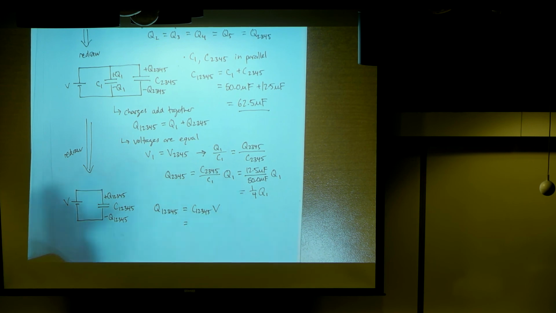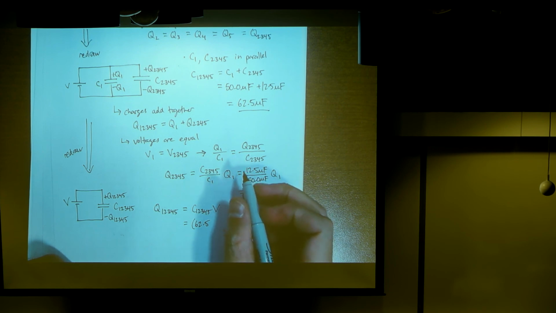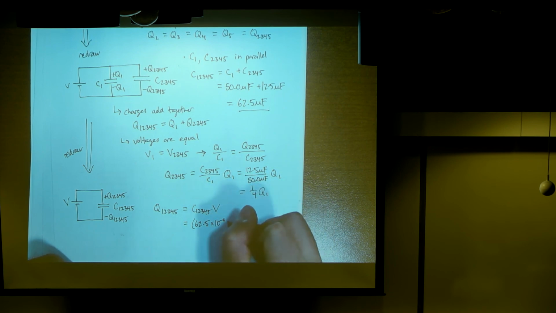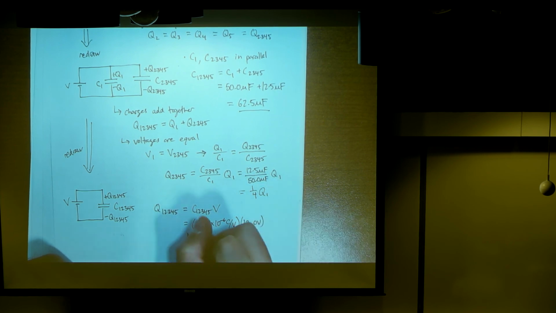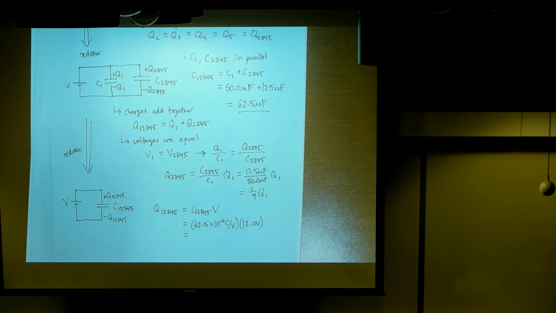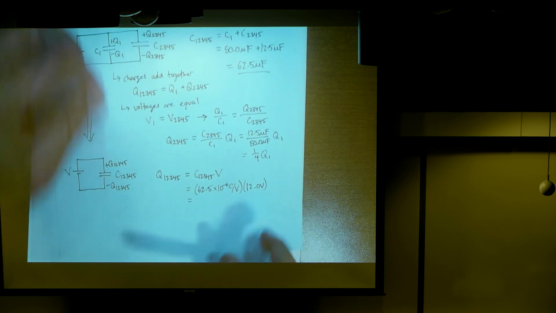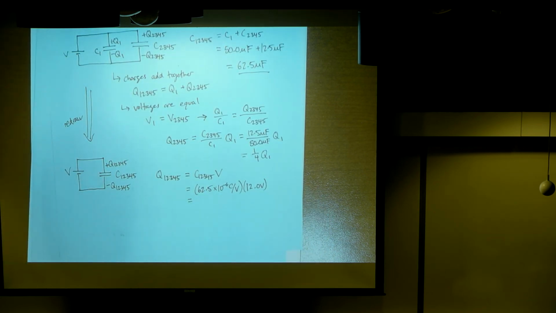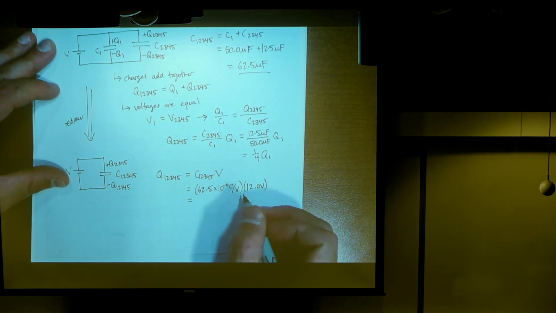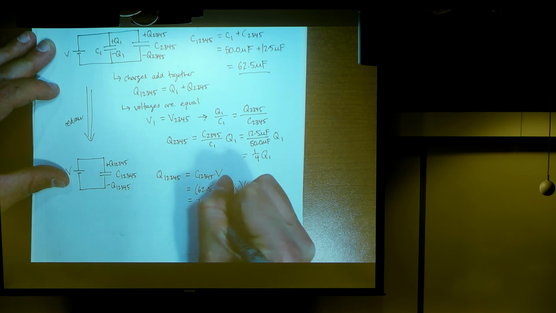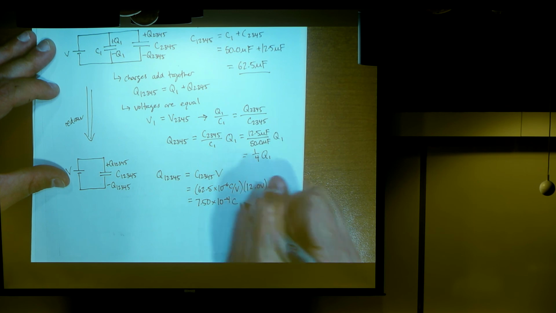Okay. And this combined capacitance of all five is 62.5 microfarads, which is 10 to the minus 6 coulombs per volt. 12 volts was our voltage. So what does this equal? Times 10 to the negative 3. I'm getting negative 4 as well. 7.5 times 10 to the negative 4 coulombs.